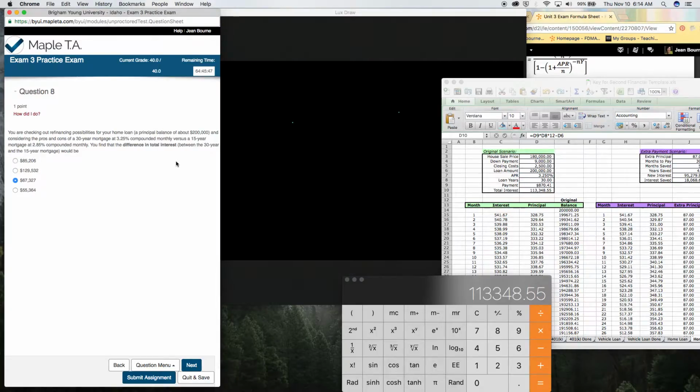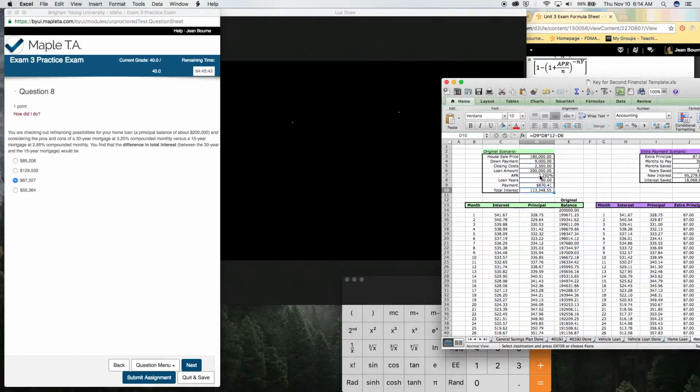Now I'm going to check out my 15-year mortgage. Same loan amount. APR this time is going to be 2.85. My loan years are going to be 15.